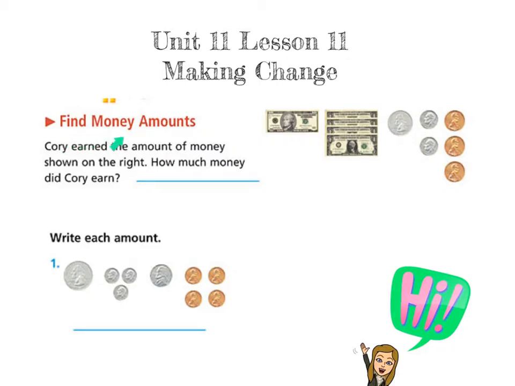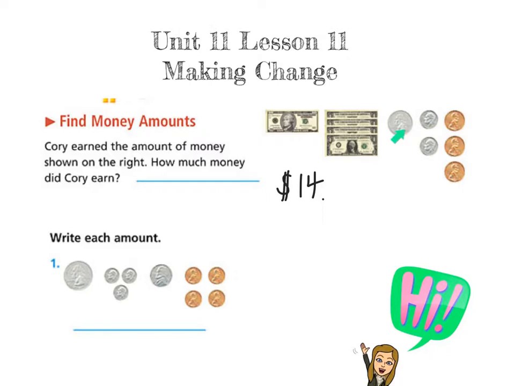So in order to find money amounts, this says Corey earned the amount of money shown on the right. How much money did Corey earn? So here you can see that we have some dollar bills and a $10 bill and some coins. We need to figure out how much money this is worth. Again, a very important life skill. So with this $10 bill and 1, 2, 3, 4 $1 bills, so far we have $14. Now we'll put the decimal point after.